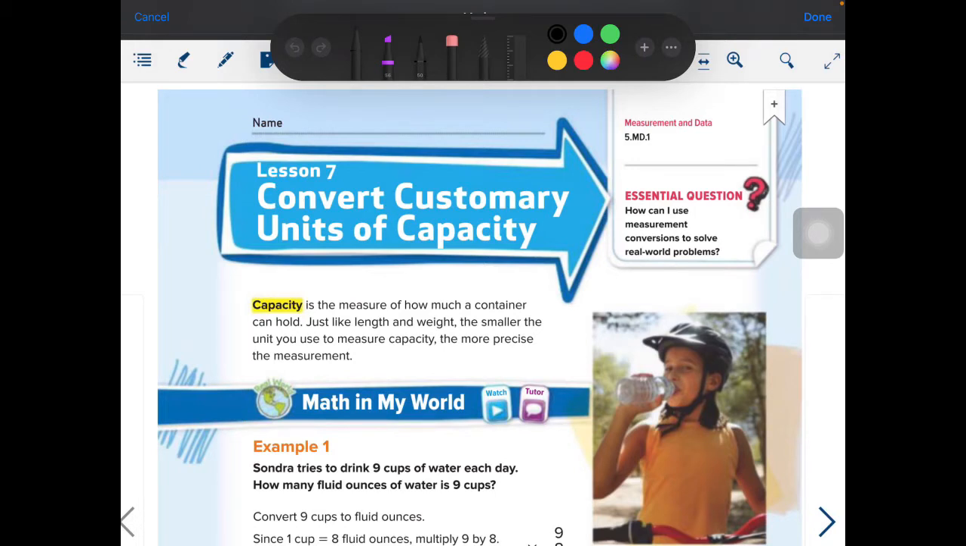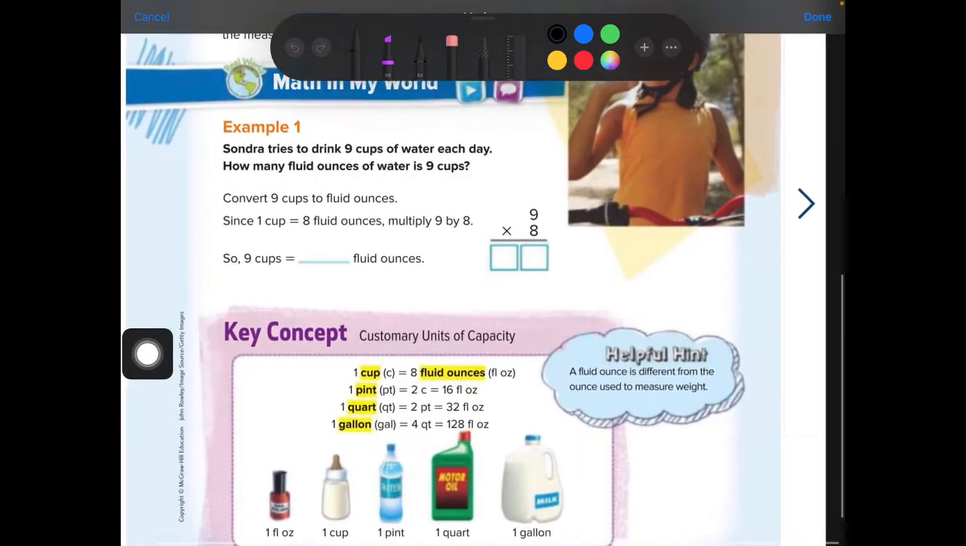We are on Chapter 11, Lesson 7, page 839 in your math book. We are actually going to convert some more units of capacity. Remember, capacity means to measure how much a container can hold.